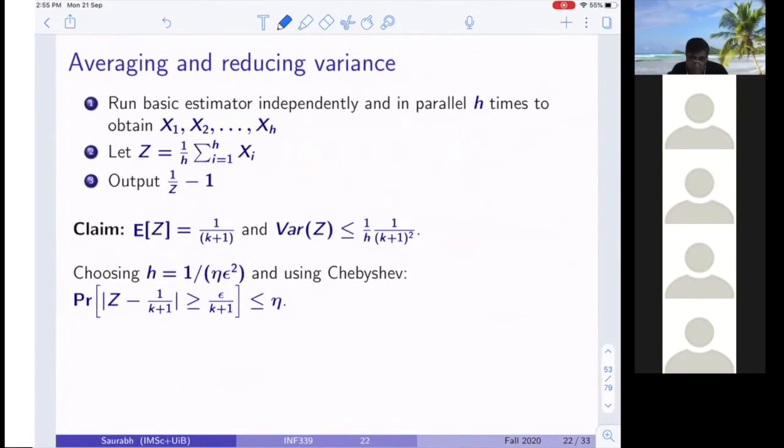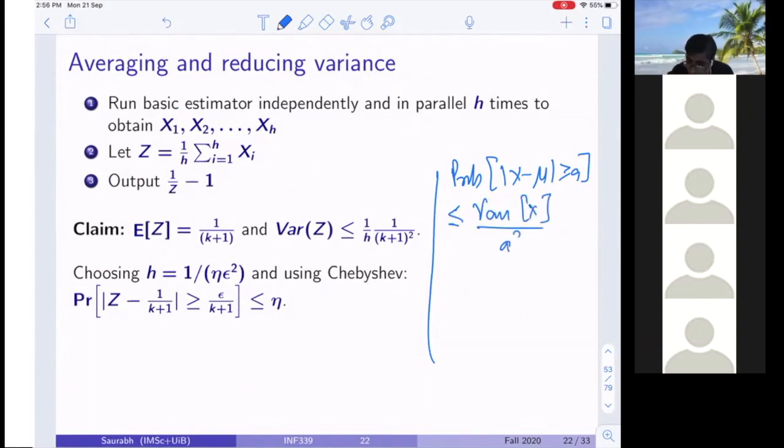Great. Now, suppose I set h equal to 1 over eta epsilon square. If you recall, what was the definition of the Chebyshev inequality? Chebyshev said the probability that |x minus mu| is greater than or equal to a is less than or equal to the variance of x divided by a square. So what is our variance of x? It is 1 over h times 1 over k plus 1 whole square. And what is my a? It is epsilon over k plus 1. So this becomes k plus 1 whole square divided by epsilon square, so this gets cancelled, leaving 1 over h epsilon square.